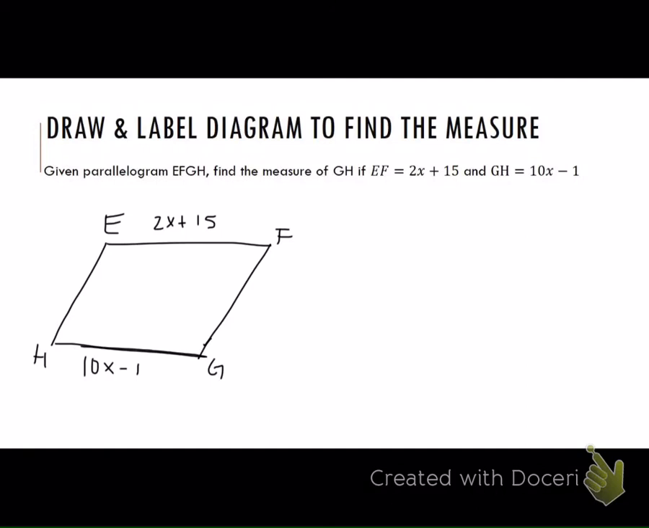What do you know about opposite sides? So what can you do? Good. So we have 2x plus 15 equals 10x minus 1. So I get x equals 2. But does it ask us for x? What does it ask us for? So we get to substitute that in for GH. Good.